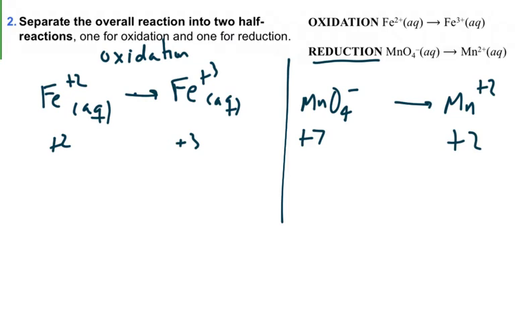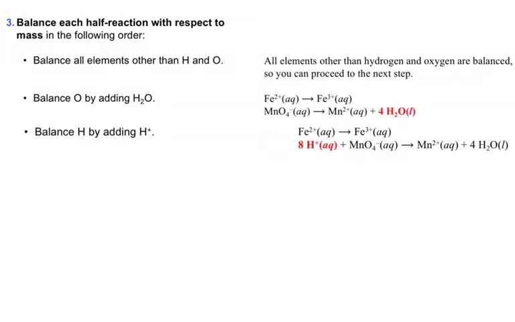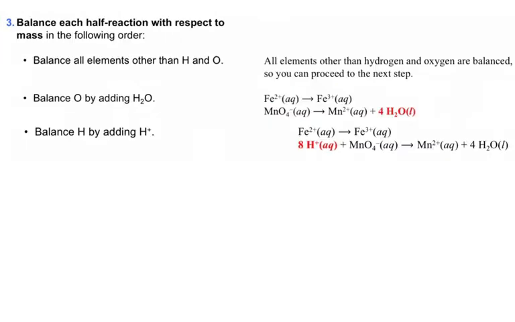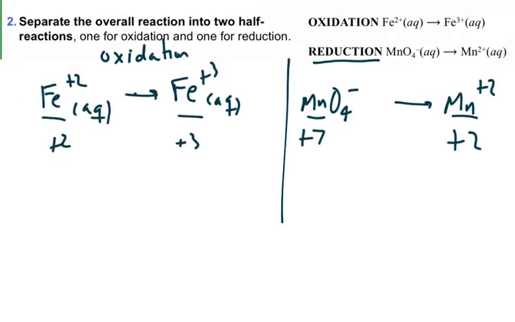Now the next step, which will be step number 3, we're going to balance all elements that do not include hydrogen and oxygen. So we go back. This one's already balanced because there's 1 Fe on each side, and this one's already balanced because there's 1 manganese on each side. So we pretty much have this one taken care of. Now we're going to balance oxygen by adding water to the opposite side. So if you look here, there's no oxygen on the oxidation reaction, so there's nothing to do.